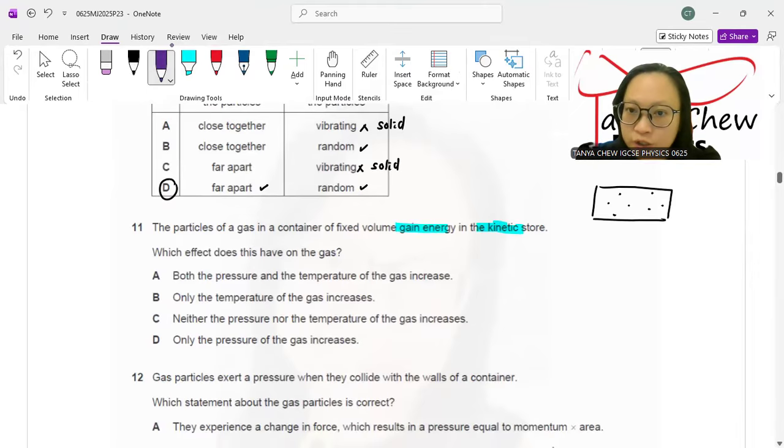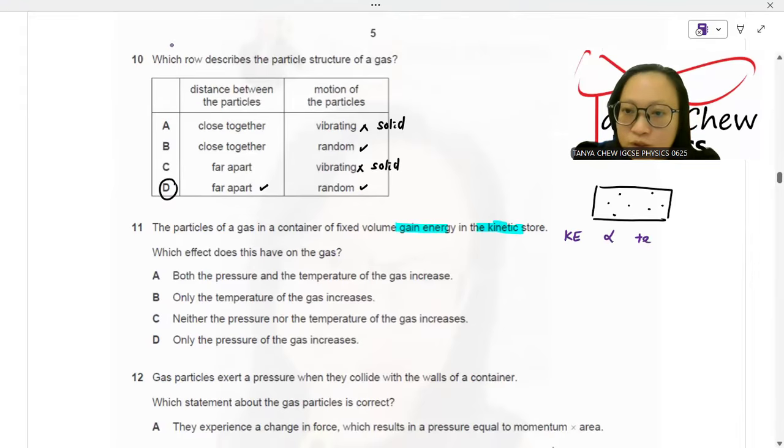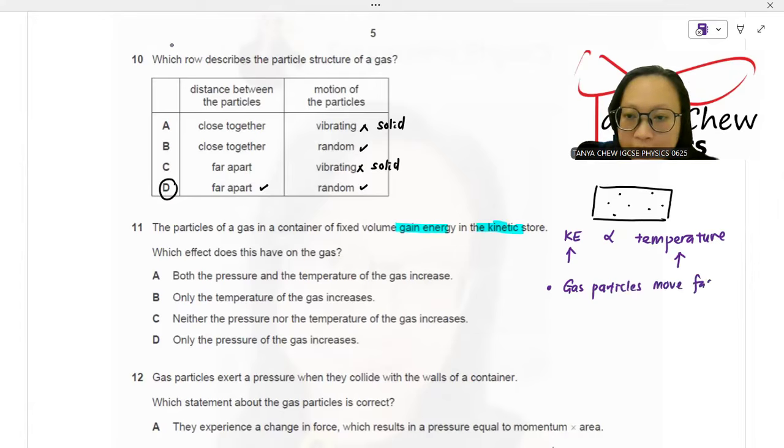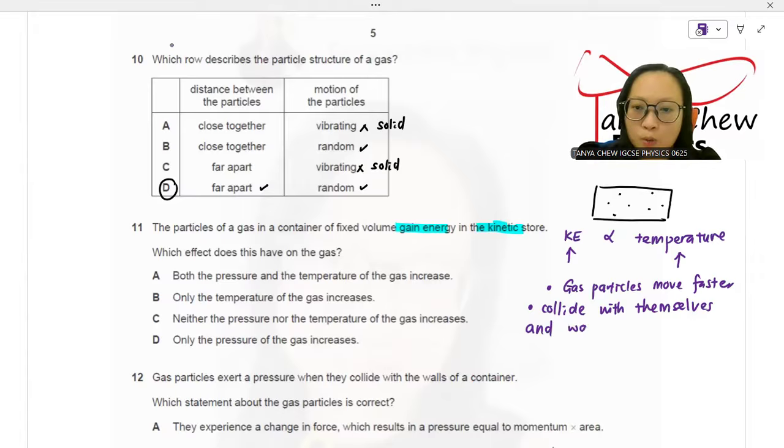Gain kinetic energy, still remember, kinetic energy is related to temperature. When the kinetic energy is gained, temperature must be increasing. So when the temperature of the gas is increasing, the gas particles move faster. When they move faster, they will collide with themselves and the wall of the container more frequently.